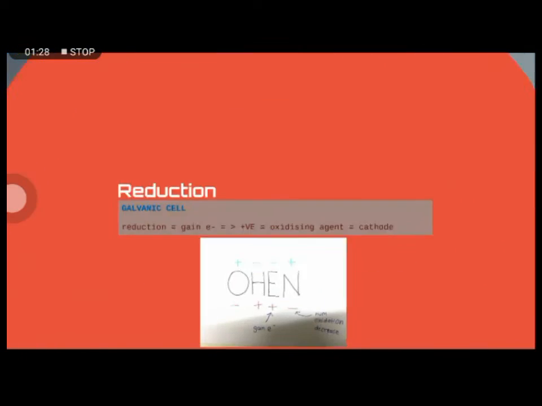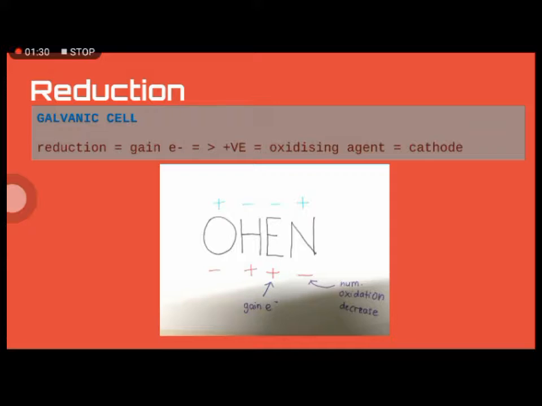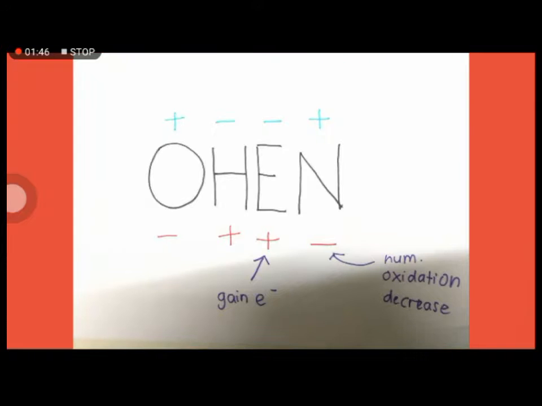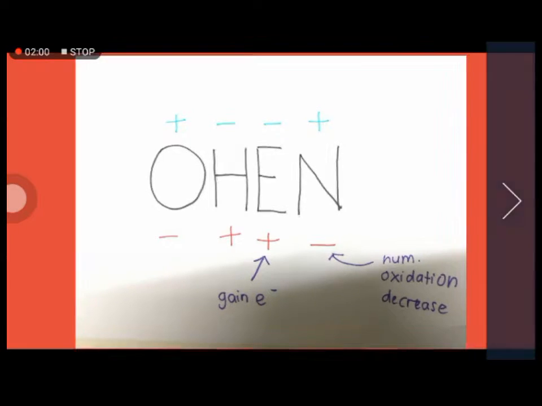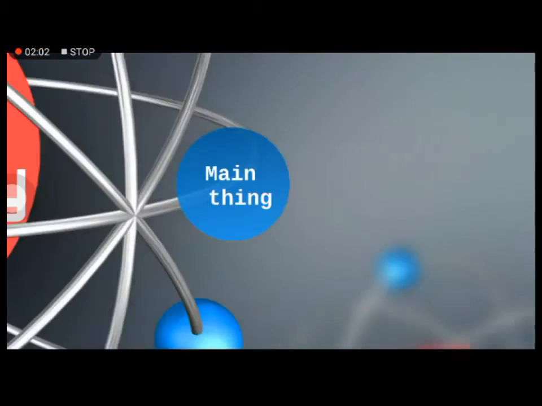And we're going through the reduction. The reduction is a process where an atom gains electron. The SRP is more positive. It is an oxidizing agent as it undergoes reduction, and it is a cathode. Check out the OHEN. Negative, positive, positive, and negative. It loses oxygen, it gains hydrogen, it gains electron, and the oxidation number will be decreased. So very simple about oxidation and reduction. And now, show and tell.